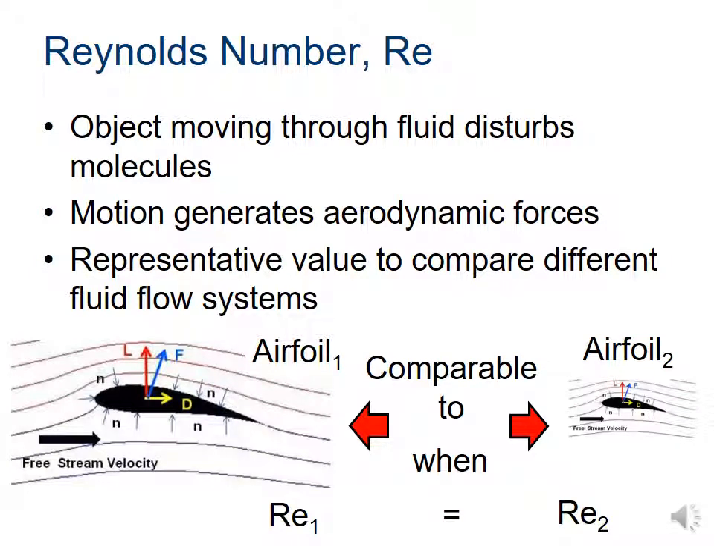When objects move through a fluid, it disturbs the molecules. When an airfoil moves through air molecules, the motion generates aerodynamic forces. The Reynolds number gives us the ability to relate the fluid flow around similar objects. Remember, the two things that generate lift are shape or angle and velocity. We can set the Reynolds number of two airfoils equal to one another to relate the velocity and shape or size of the airfoil.